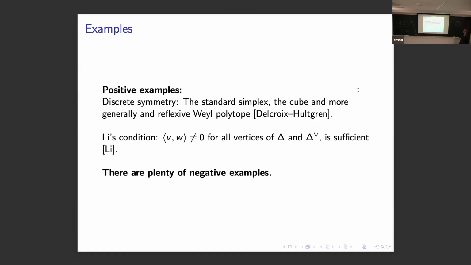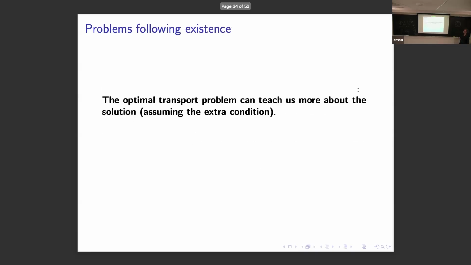So the question is now what more can you do with this optimal transport problem. It sort of gives you SYZ in some cases, but nowadays, as we have learned, Yang Li established it very generally. So one thing I want to talk about here is that this optimal transport problem can teach us more about the solution. This would then be useful if you assume this extra condition, so that it really says something about this degeneration of Calabi-Yaus.